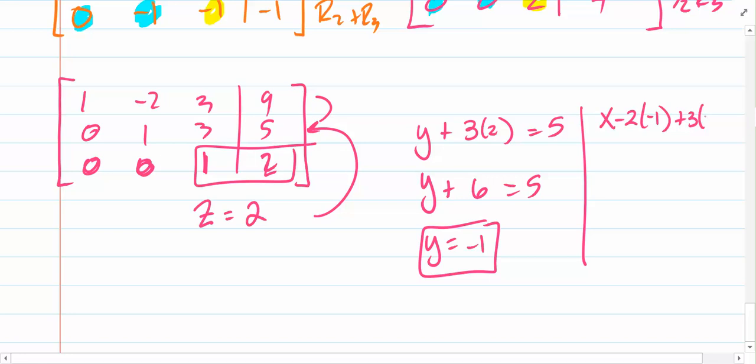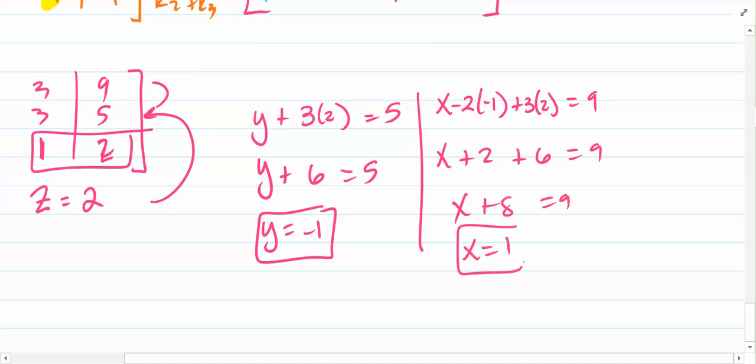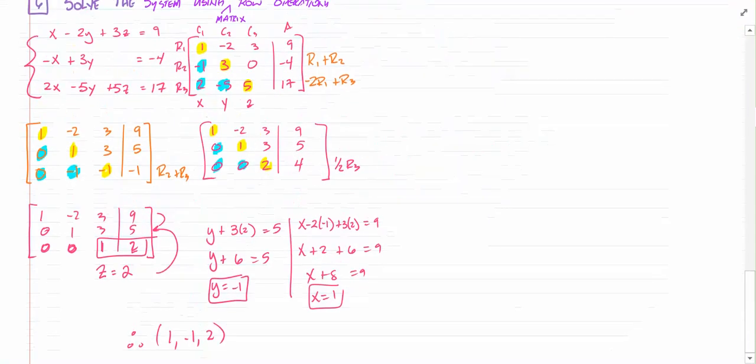Very good. And then finally, go back again and say that x minus 2 times negative 1 plus 3 times 2 has got to be 9. So x plus 2 plus 6 is 9. So x plus 8 is 9. So, of course, x is 1. Therefore, our answer to this system is going to be 1, -1, 2, and there's the whole problem start to finish.